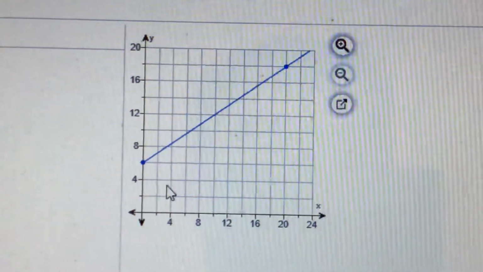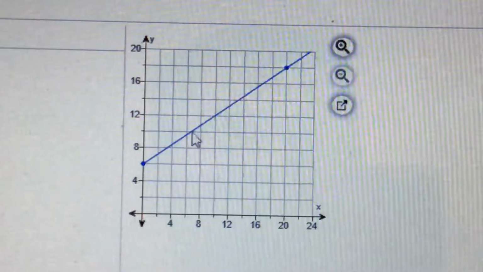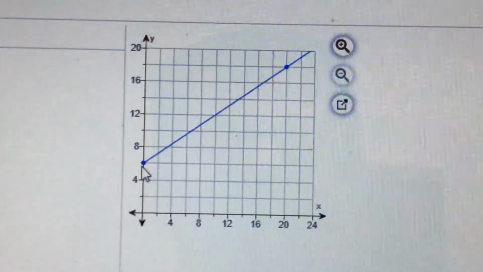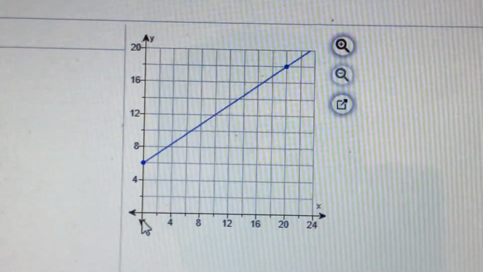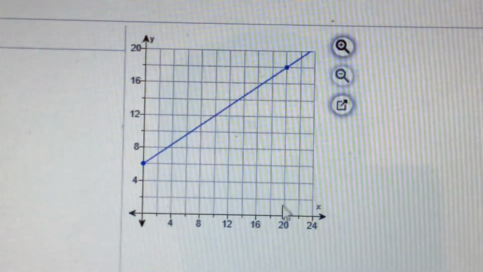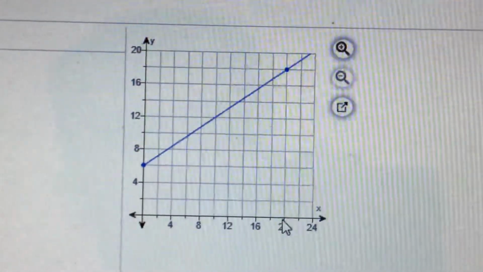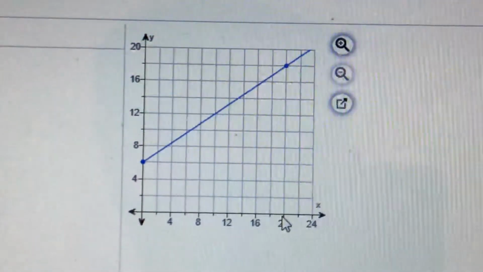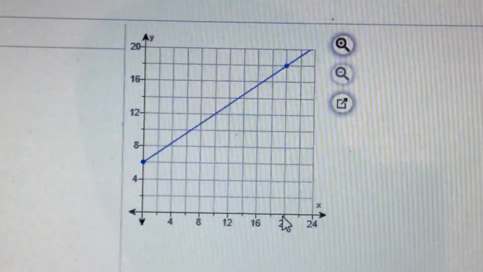Okay, we also know that our answer is going to be positive before we even begin because we see that this line is going up. Okay, then your x values are 0 and 20. So to go from 0 to 20 is 20. There's your change in y over change in x, and then make sure you simplify. That is questions 33 through 37.